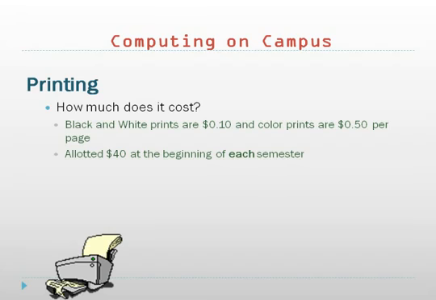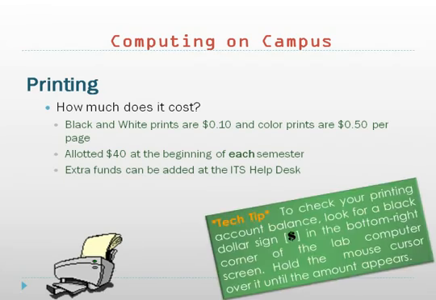If you use all of the money in your printing account, you may add as much as you need by going to the help desk in your library. Only cash is accepted for printing payment. To check your print account balance, in the lower right-hand screen of any campus computer, you will see a black $ sign. Hold your mouse cursor over the $ sign and you will see your account balance pop up on the screen.